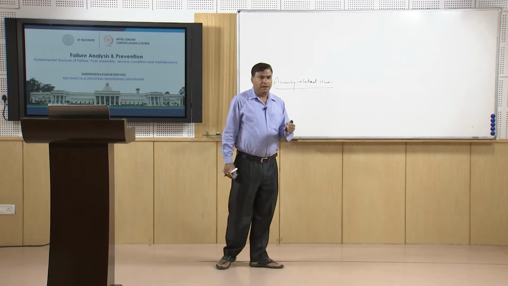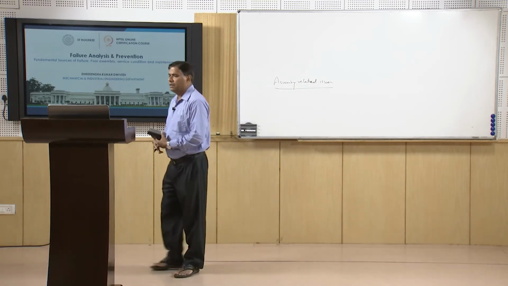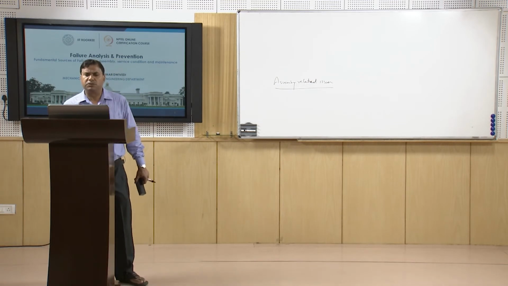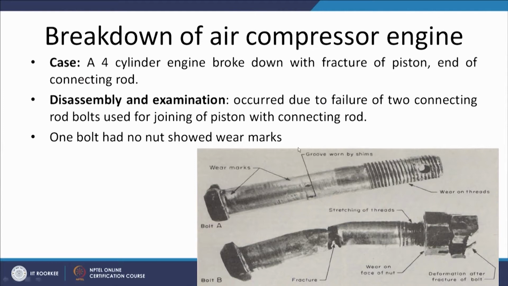This is one of the cases wherein we can see the failure of an engine that took place due to an inadvertent error on the part of the operator. In this case, there was a breakdown of an air compressor engine, which was a 4-cylinder engine. This engine broke down with fracture of the piston on the connecting rod end side. When the system was opened for examination, it was found that the two connecting rod bolts used for joining the piston and connecting rod had failed. Basically, the failure occurred in the nut and bolt used for joining the connecting rod with the piston.